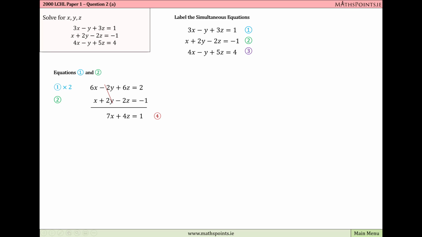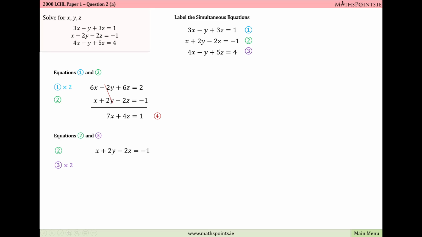So now what I'm going to do is collect equations 2 and 3 together and again eliminate y. So have a look up here and think about how could I eliminate the y's. Well, I would need again to multiply equation 3 by 2. And remember, when we say multiply an equation by 2, we need to multiply every term in that equation. So the second equation is going to stay the same, x plus 2y minus 2z equals -1. And then every term in equation 3 is going to get multiplied by 2.